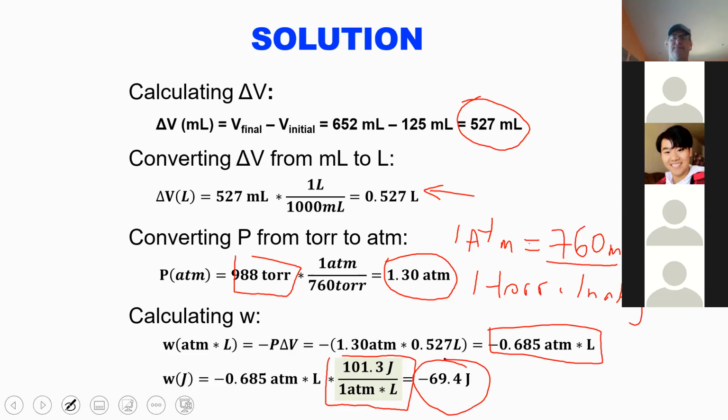So before I go any further, any questions about how we get this particular calculation? I know there's sort of a lot to take in there, especially with the pressure.